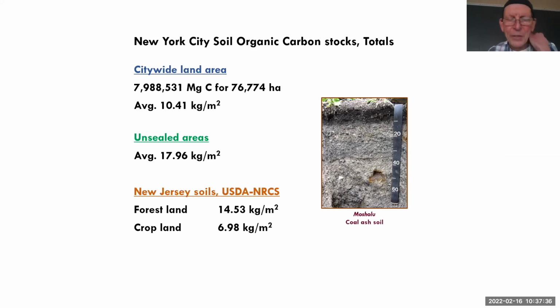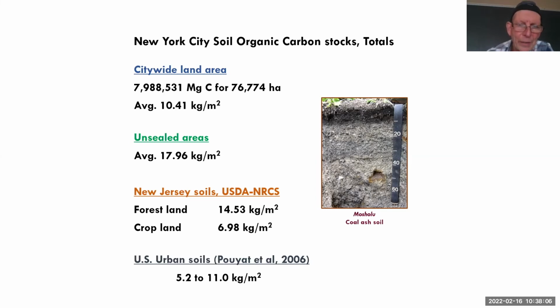Here are some values from a study we did in New Jersey looking at carbon stocks on forest land and carbon stocks on cropland. So if you were to look at the citywide average, it's higher than the values for cropland in New Jersey. And if you were to look at the average in unsealed areas in the city, that's actually higher than the forest land in New Jersey. So that's a considerable amount of carbon.